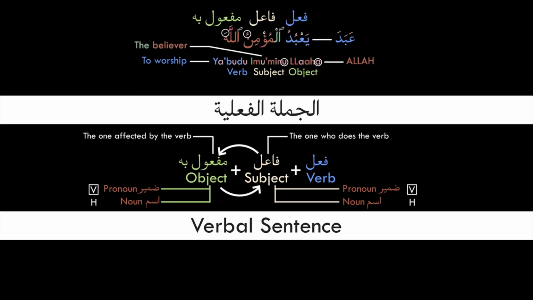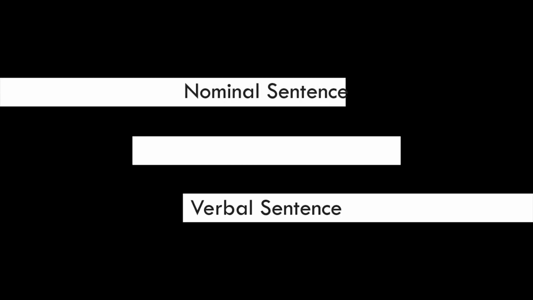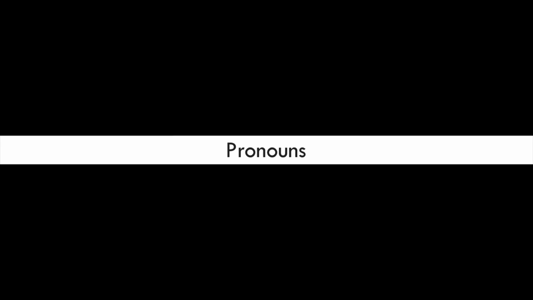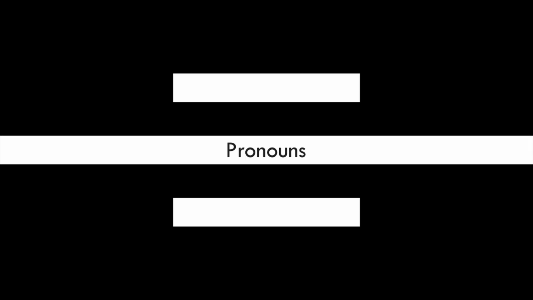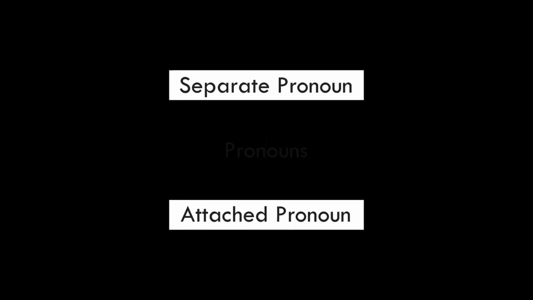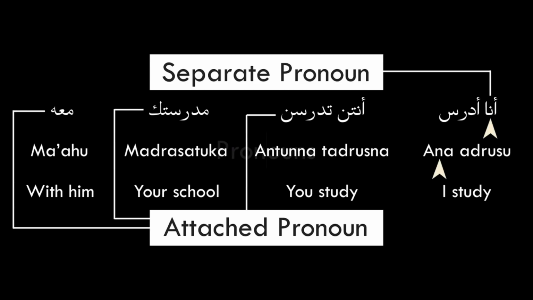After covering the two major sentences in Arabic, we have to talk about different types of pronouns. First, we are going to address two types of pronouns, the separate pronoun, or الضمير المنفصل, and the attached pronoun, or الضمير المتصل. As their names indicate, one of them should be separated, meaning stays alone, and the other should be attached to a word, either a verb, noun, or a preposition.